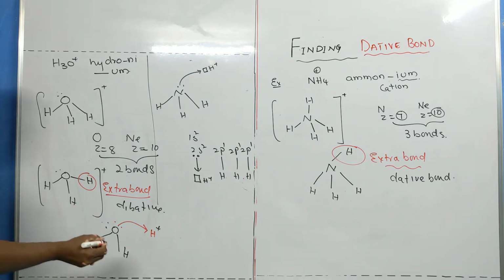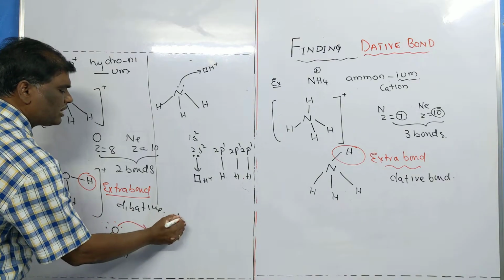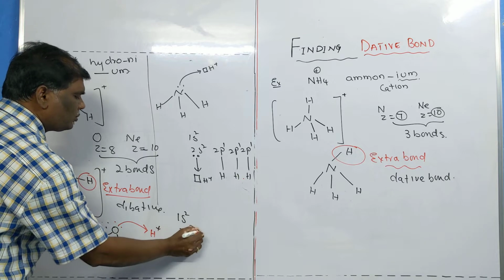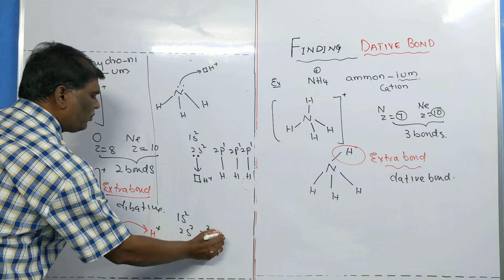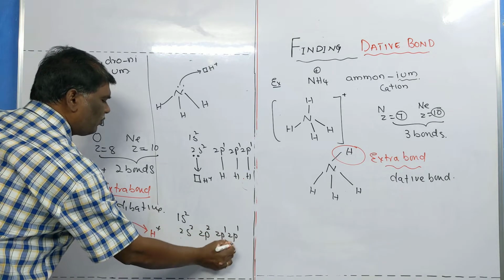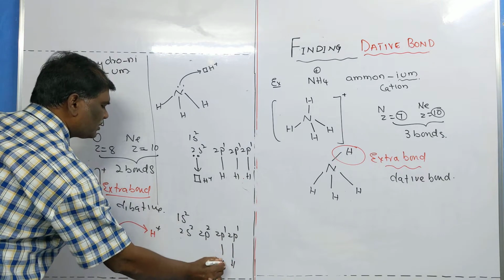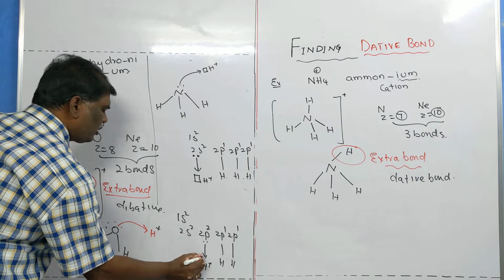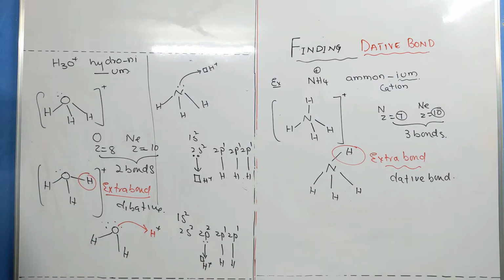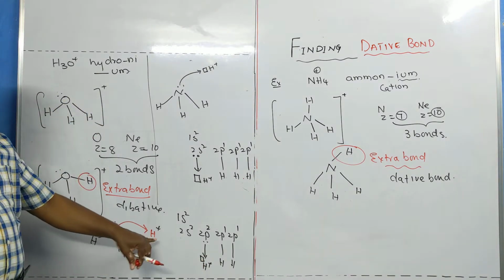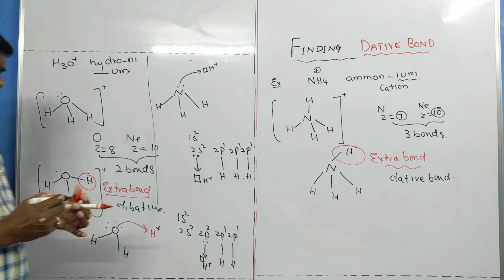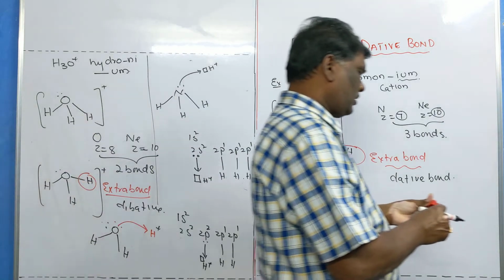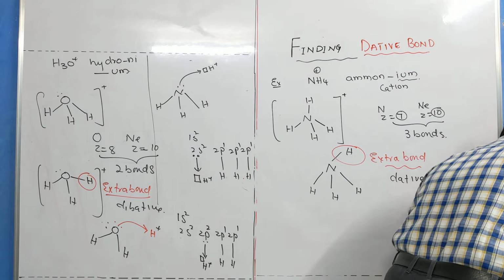You know, what about oxygen? Oxygen is 1s2, 2s2, 2p2, 2p1, 2p1. Now one for hydrogen, and this pair for H plus ion. Thus the dative bond is formed between oxygen and H plus ion. Clear? Now one more example we are going to discuss.